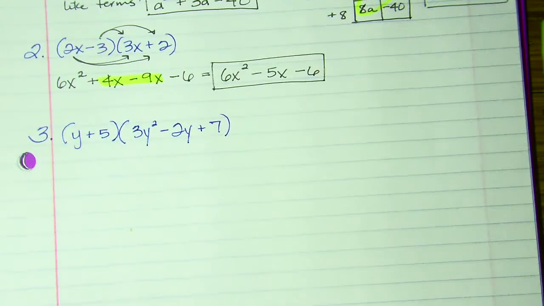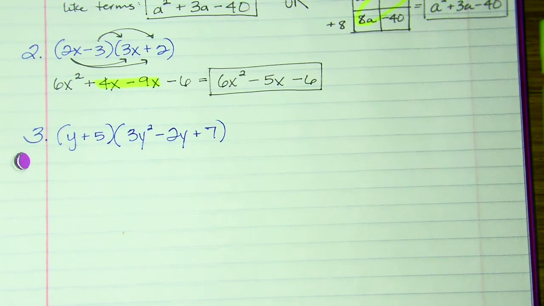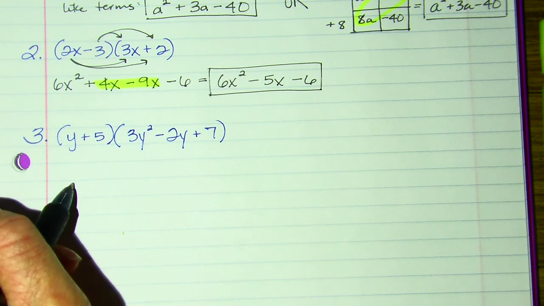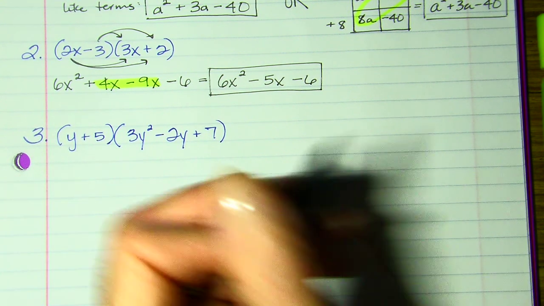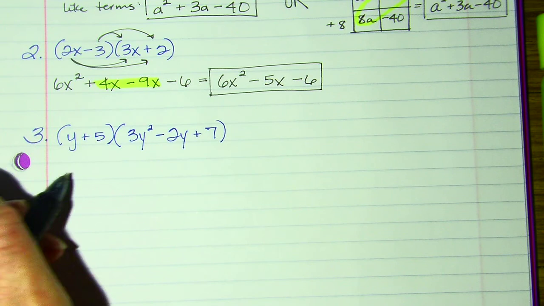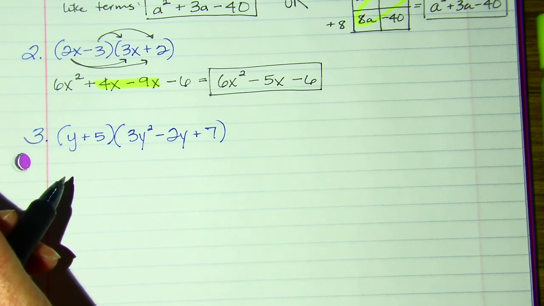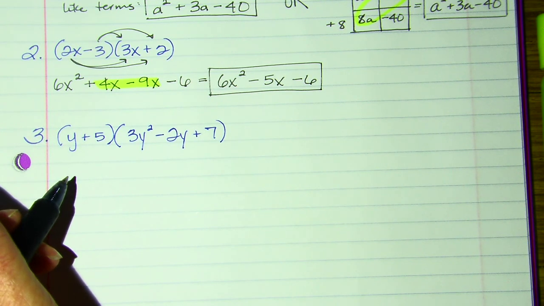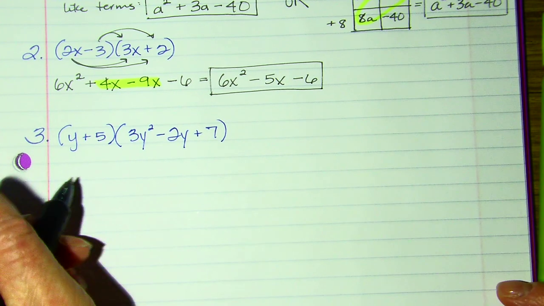Now, I'm going to still use the distribution method, but again, you don't have to. It might make more sense for you in a problem like this to use the box method because you're not going to lose any of your terms. I like to distribute, but I'm going to organize my terms vertically, and I can show you both.